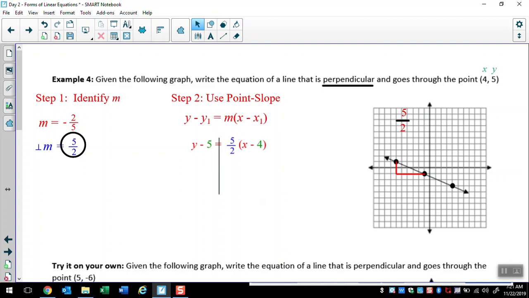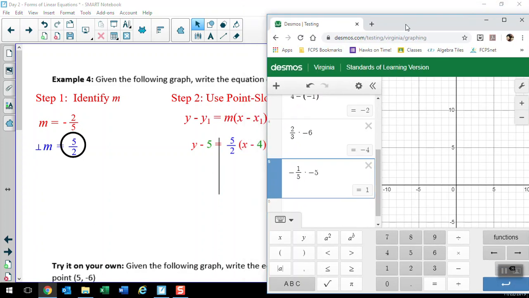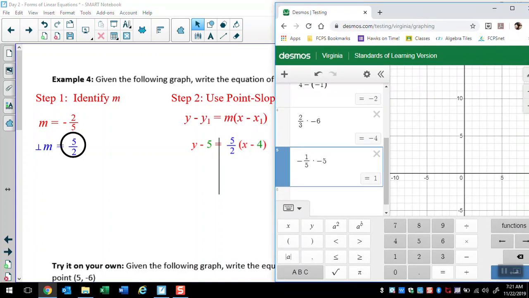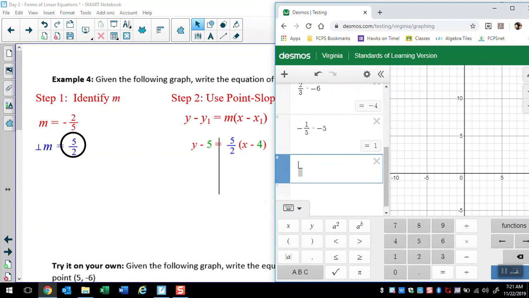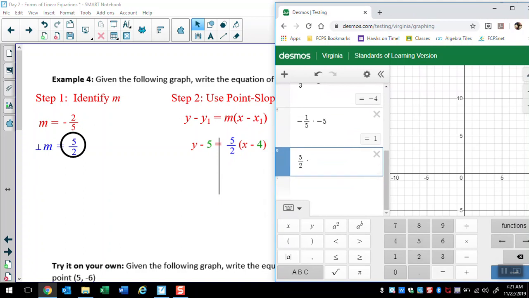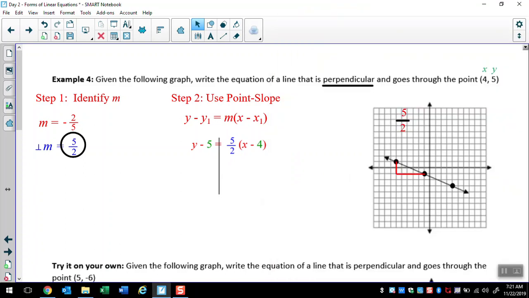I need to first distribute my 5/2 to the x and to that -4. So I'm going to pull out my calculator to help me. So I have to do 5/2 times -4. And that equals -10. So I'm going to bring that down. Y minus 5 equals 5/2 x minus 10.